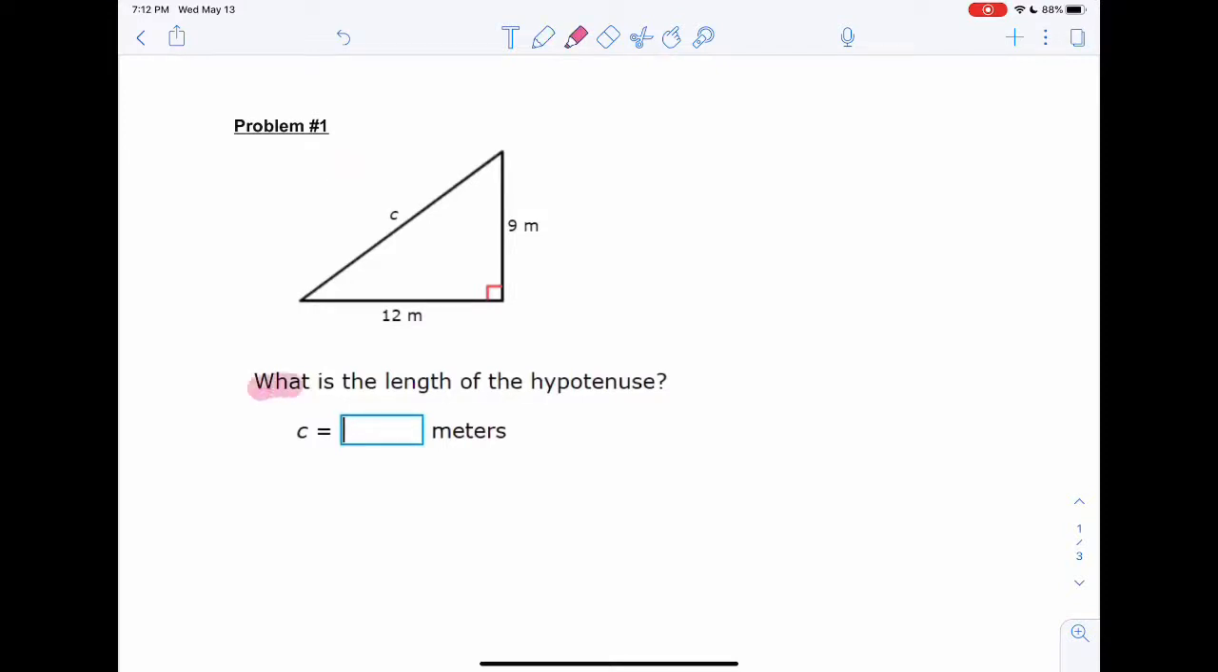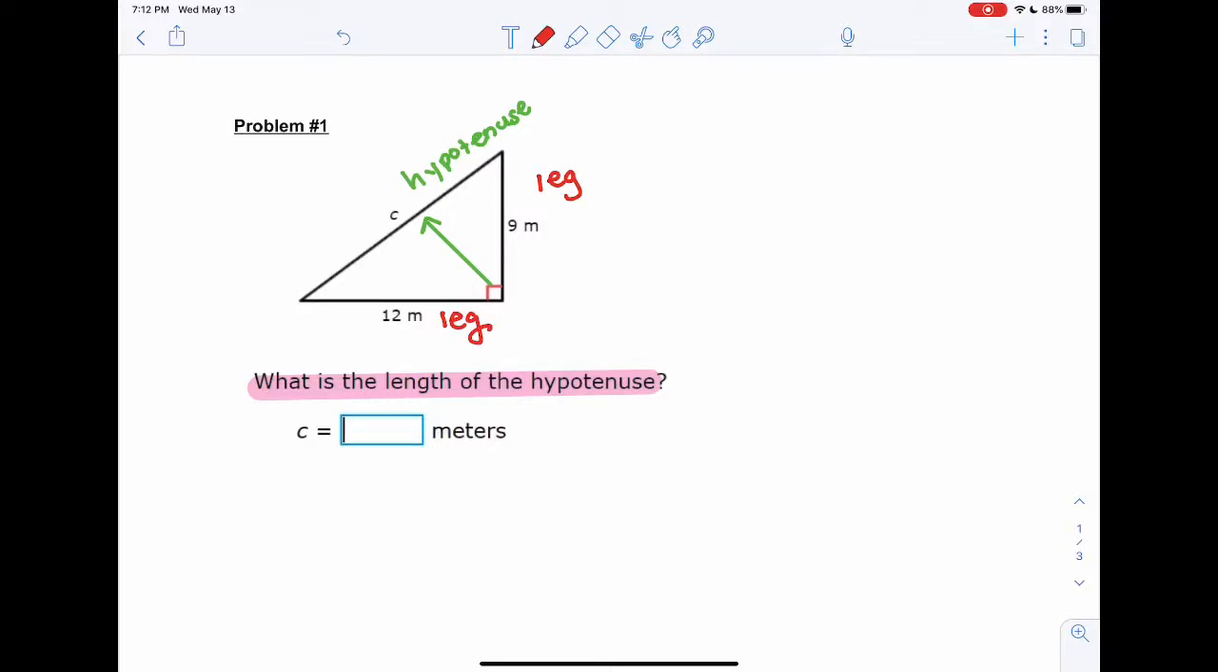It says, what is the length of the hypotenuse? Well, first of all, we need to know which side is the hypotenuse. So remember from our Edpuzzle video, we know that the hypotenuse is right across our right angle. So we know that this side right here is our hypotenuse. That means that the other sides are our legs. So this is a leg and this is a leg.